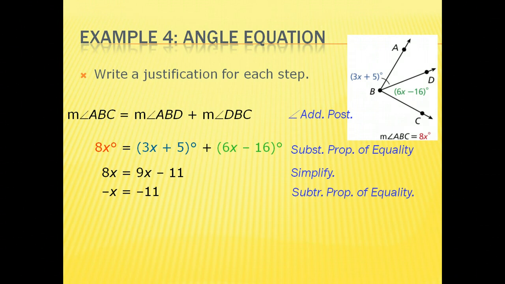We use the subtraction property of equality. We subtract 9x on both sides. And then we multiply both sides by -1, and we use the multiplication property of equality to get x equals 11.